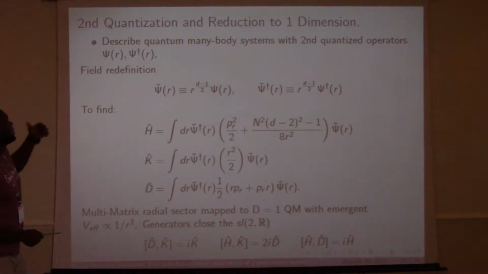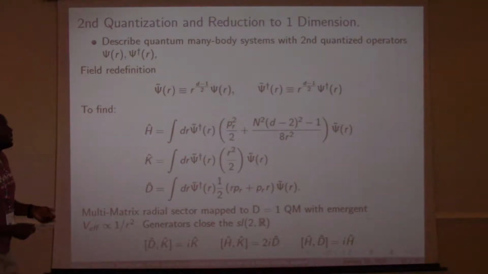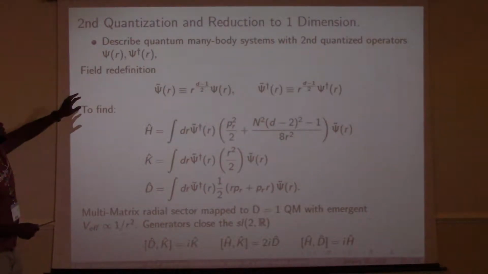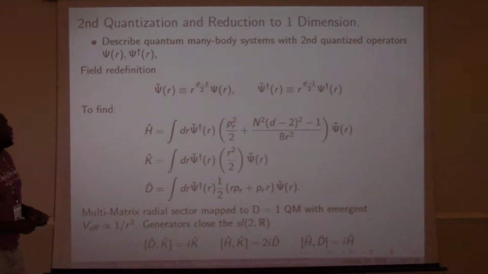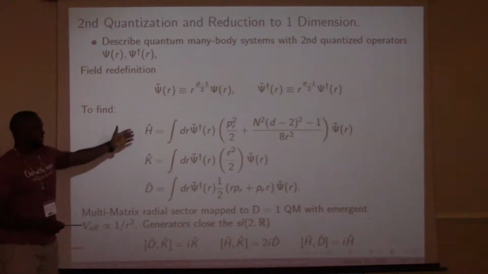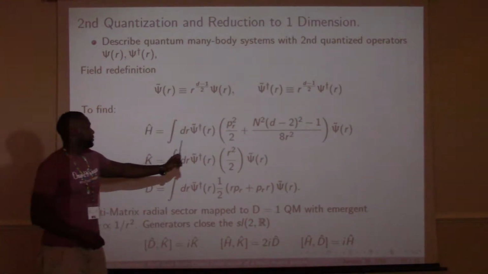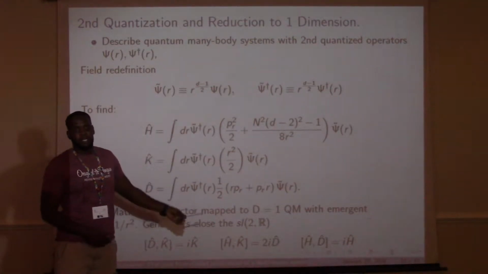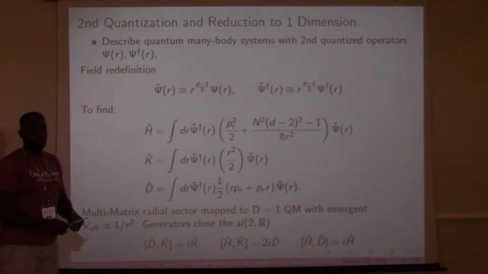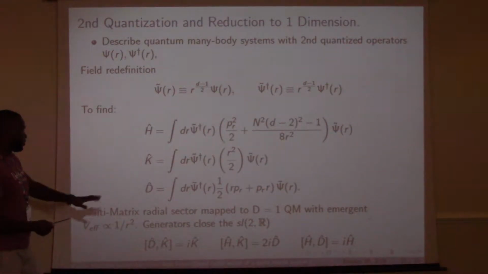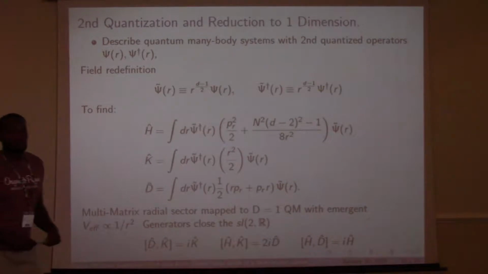So what we can do is use second quantization to describe this many-body system. And with these second quantized operators, we can make a field definition. And what we end up with is our generators in this form, with the fermion Hamiltonian and other operators now in one dimension. So in this process, what we have done is essentially reduce the problem to a one-dimensional quantum mechanics. And these generators still satisfy the SO(2,1) algebra.